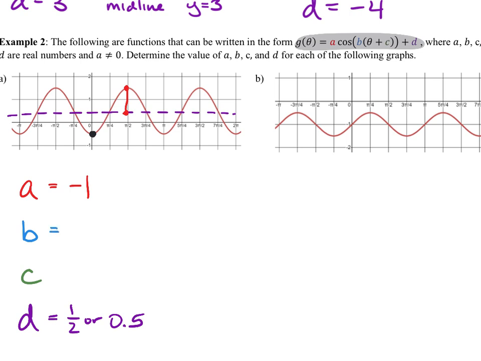Okay, let's handle the B value. B has a formula. B is 2 pi divided by the period. What is the period of this function? How long does it take to go from minimum to minimum?